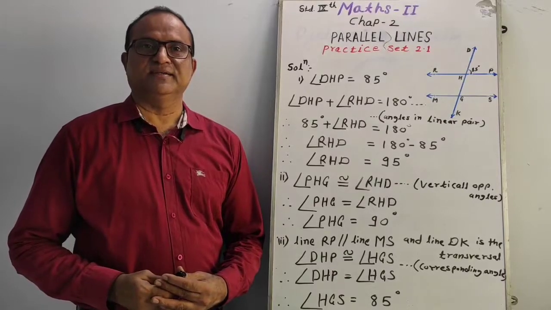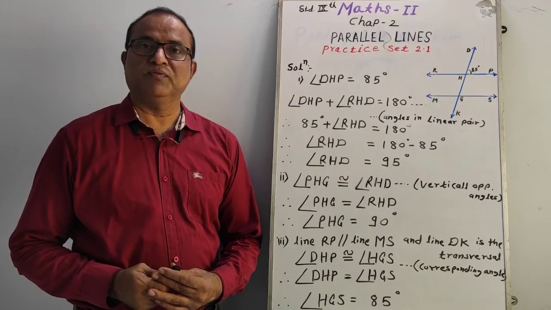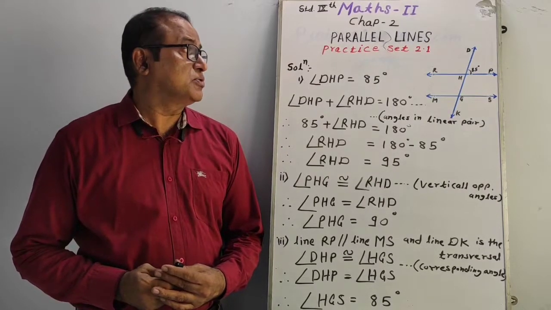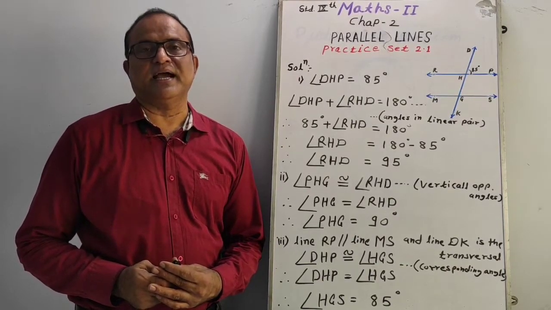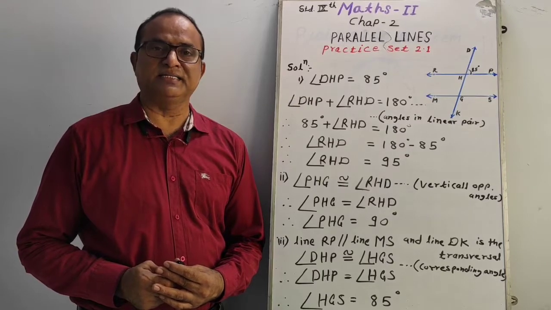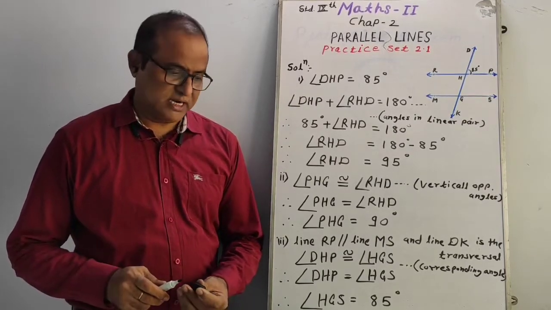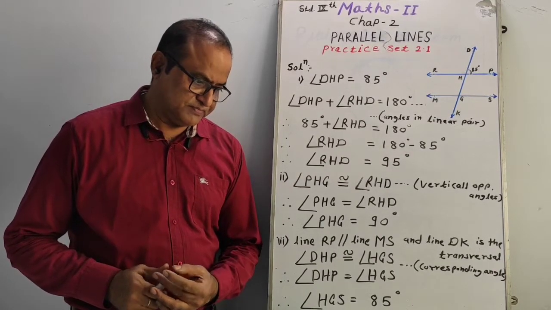Hello friends, today I am going to teach you Maths 2, Chapter 2, Parallel Lines. In this chapter, you have to remember all properties of the parallel lines and the angles formed by parallel lines and its transversal. Practice set 2.1, I am taking example number 1, you listen to it carefully.